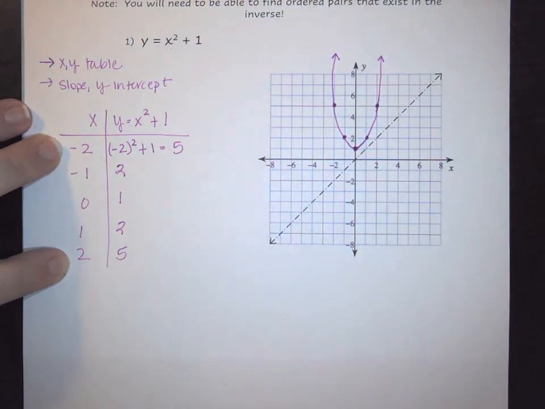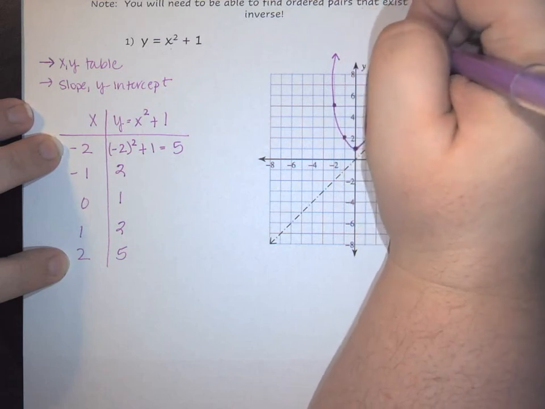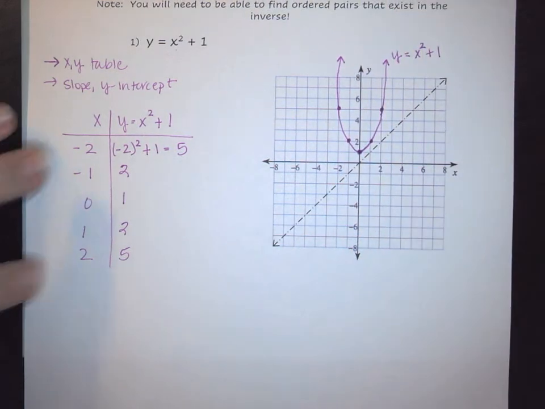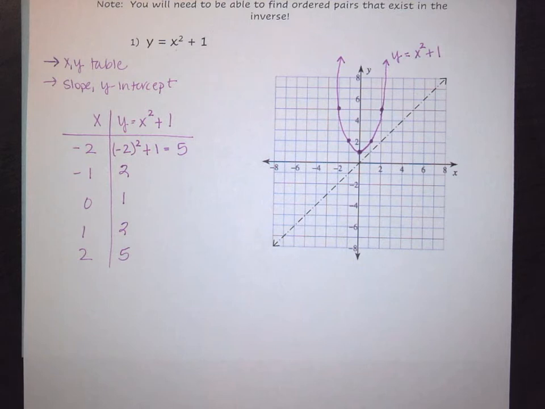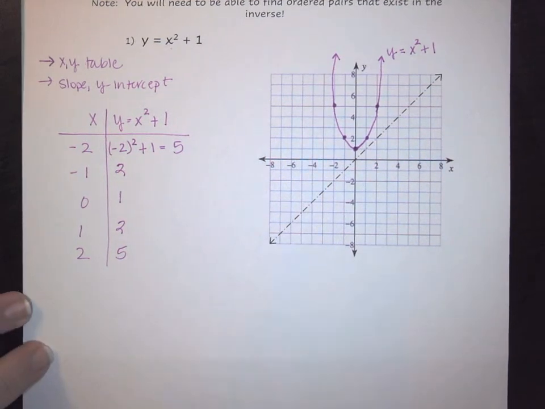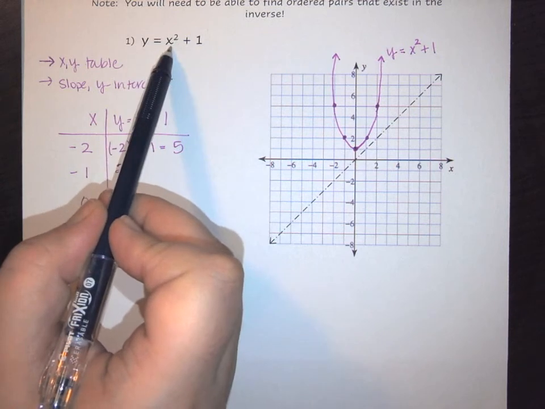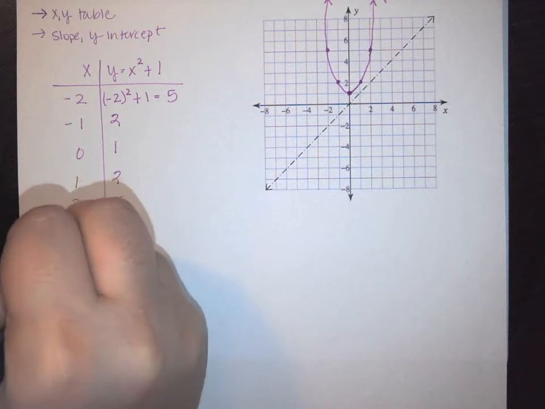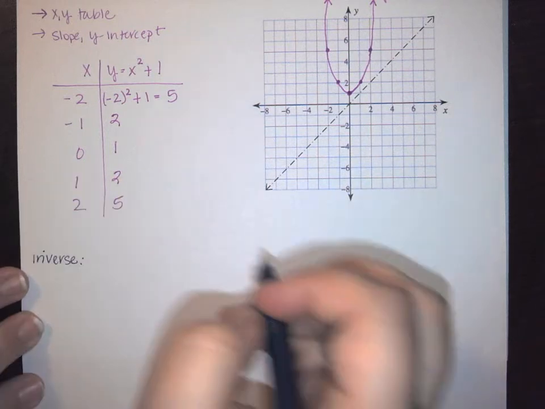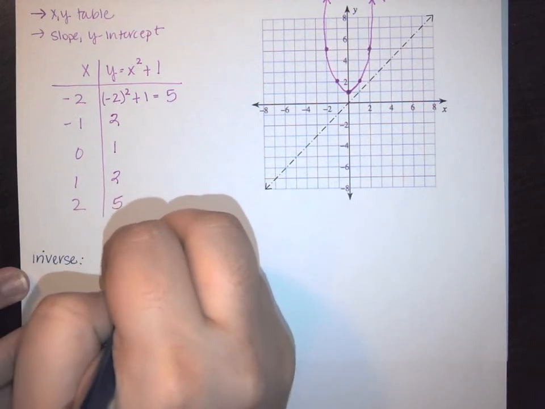So I've kind of used a color, and so here I would label this as y equals x squared plus 1. Now what I'm going to go ahead and do is I'm going to change my color. And in this case we have to do the inverse. So I have y and x squared, and remember inverse means to interchange it. So in this case my inverse is going to be the equation x equals y squared plus 1.